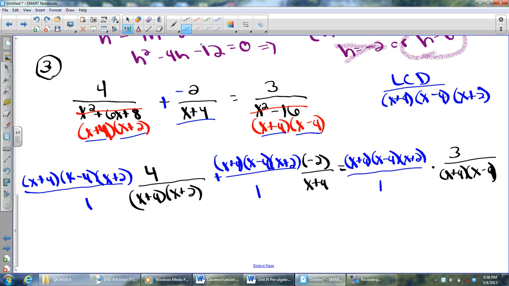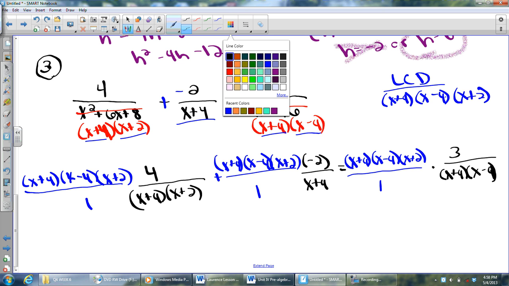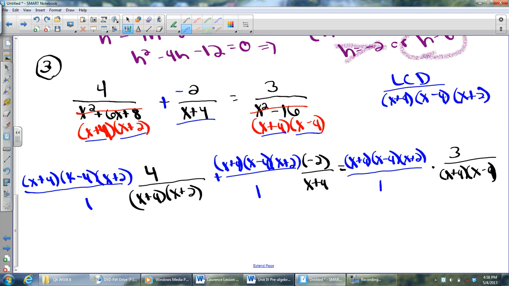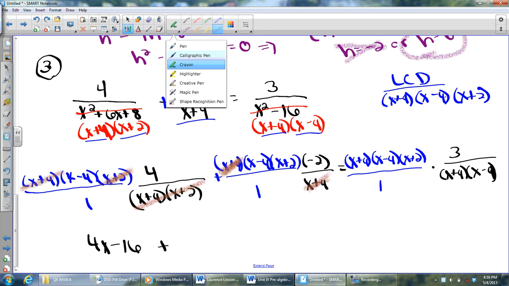Okay, so now I'm going to do some canceling. So maybe I should get my crayon out to cancel. Kind of like the way that looked. I'll cancel in brown. All right, so here the x plus 4 and x plus 2 are going to cancel with this x plus 4 and this x plus 2. So I'm going to be left with x minus 4 times the quantity of x minus 4 times 4. So that's going to be 4x minus 16 plus, get my crayon back out, and this x plus 4 is going to cancel with that x plus 4, right? And so then I'm going to need to FOIL and then distribute.